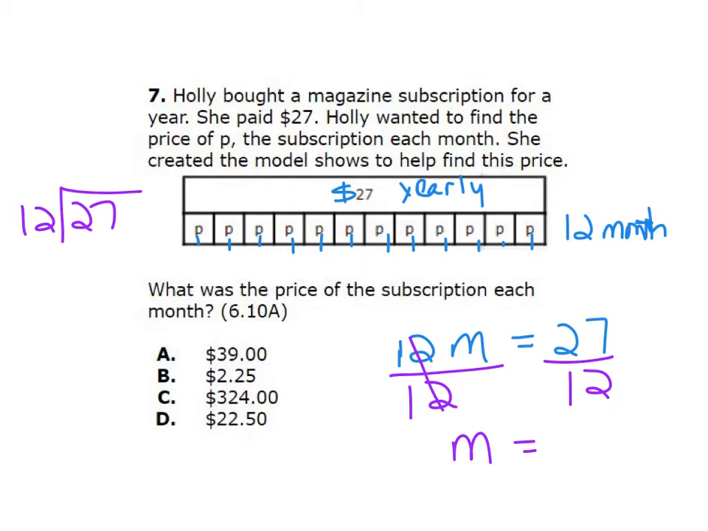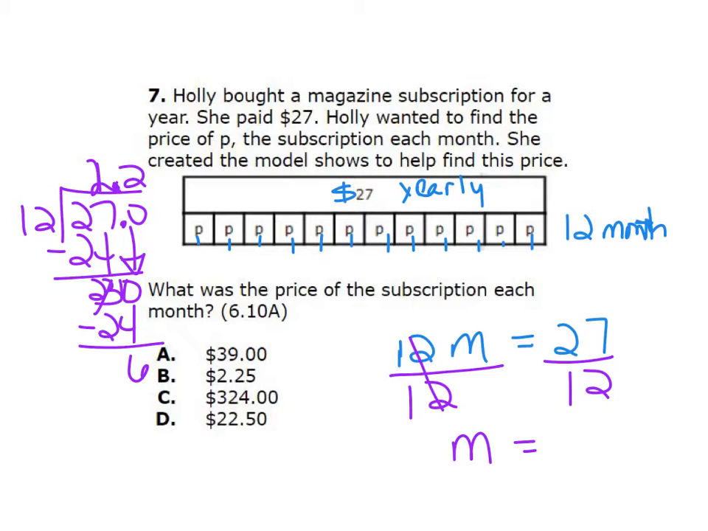So 12 into 27 is 1 time. Ooh, it's 2 times actually, which is 24. Remainder is 3. Add a decimal and a 0. Remember, you have to add that decimal zero, bring it down. So 12 into 30 is 2 times again. That's 24. Remainder is 6. So add another 0, bring it down. So 12 into 60 is 5 times, which is 60. Remainder is 0. So that means my subscription was $2.25. So my answer should be letter B.